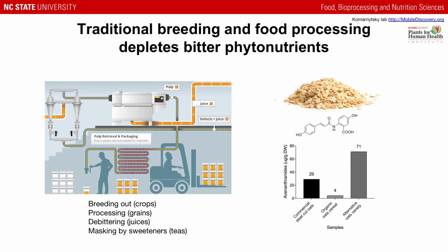So one way or another, over the last 100 years, we developed a new set of foods which taste nothing like the original foods, not by flavor, but by bitterness. This is the major taste, the major group of compounds which was pretty much eliminated from our food in the last 100 years. Okay? So, just to give you an example, there is a group of compounds called avenanthramides, which are present in oats.